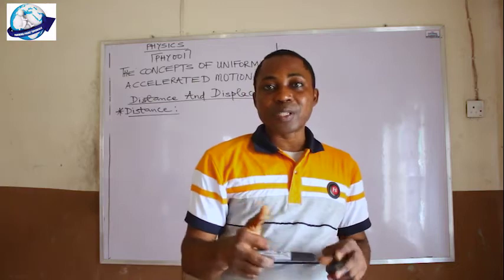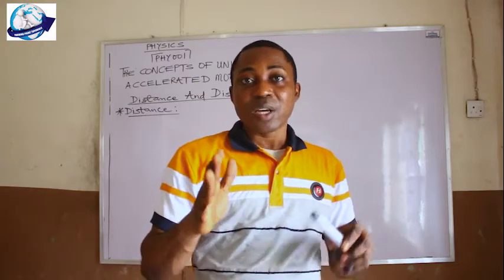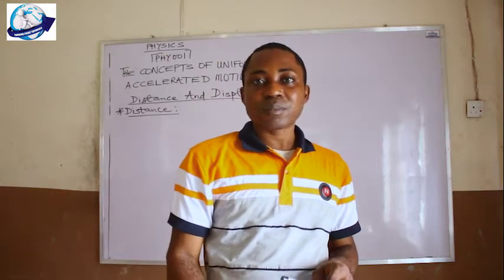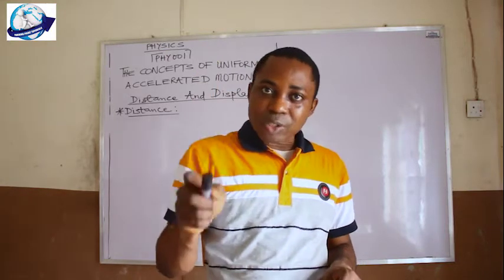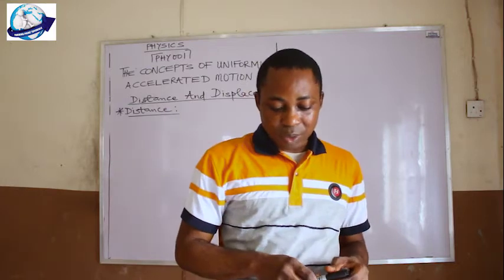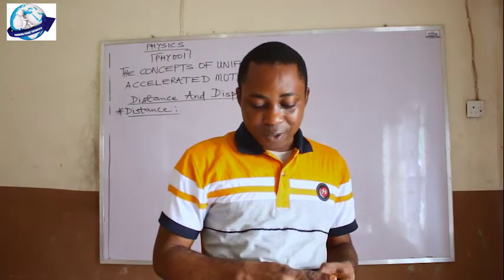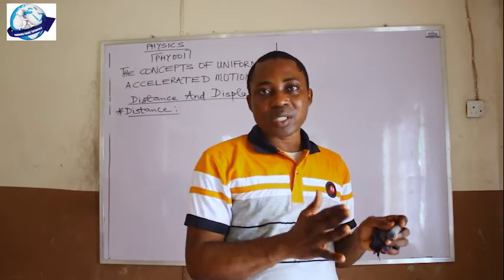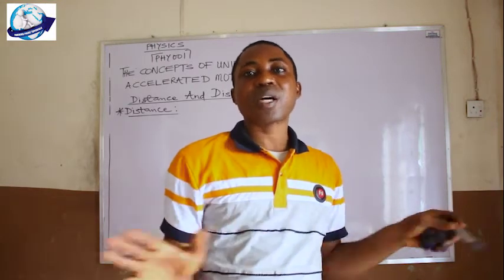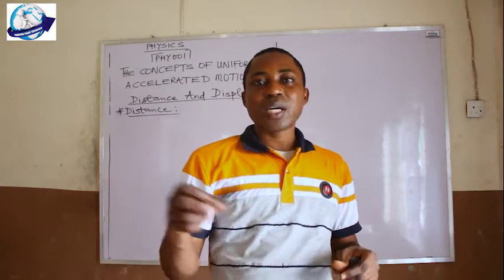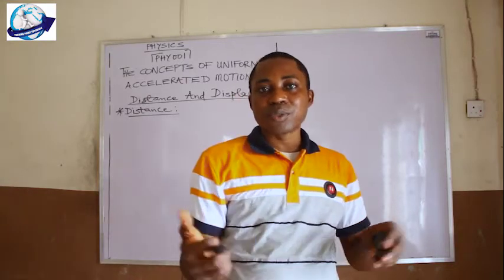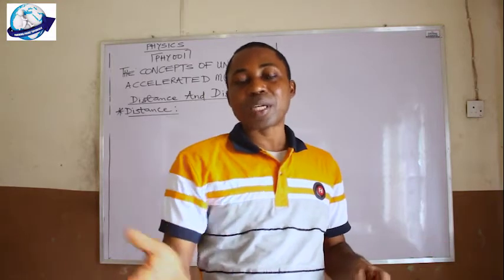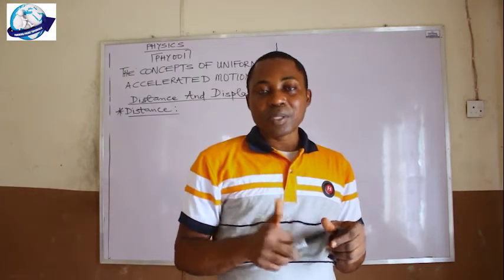But displacement is actually a vector quantity because it has both direction as well as magnitude. There is direction to specify the magnitude. Very important here: the SI unit for measuring distance and displacement is the meter. Other smaller units connected to the meter are centimeter and millimeter, but the SI unit is meter.